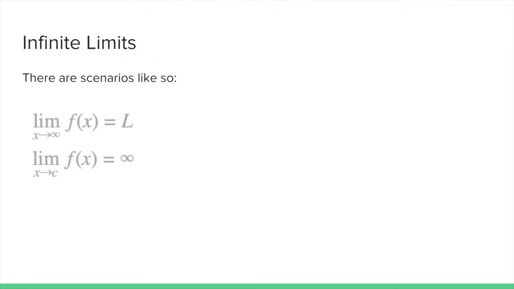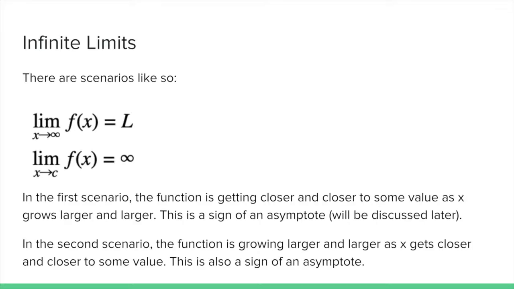So, infinite limits. You could have a scenario like this: the limit as x approaches infinity of f of x equals L, and the limit as x approaches c of f of x equals infinity. So what do these two scenarios mean? In our first scenario, the function is getting closer and closer to some value as x grows larger and larger. This is a sign of a horizontal asymptote. A common example of this is 1 over x. As x gets larger and larger, the value of f of x equals 1 over x gets closer and closer to 0. And this is our asymptote.